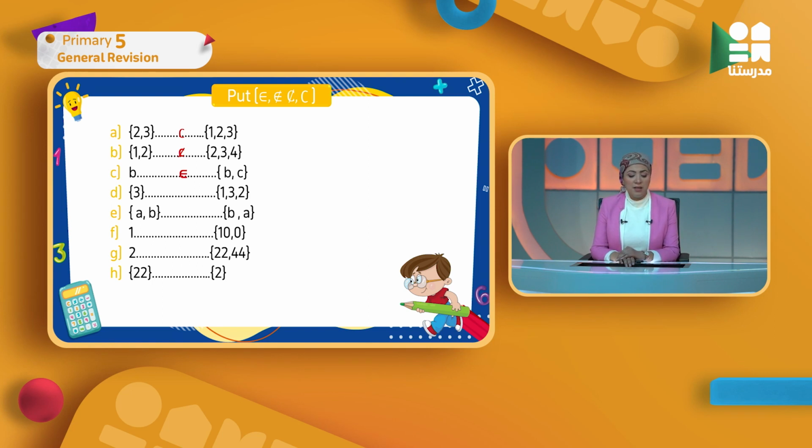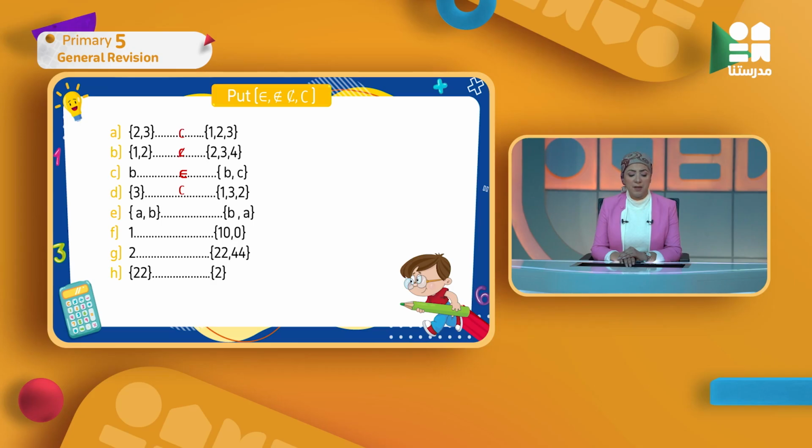Now letter D, two sets, then subset and not subset. Here the element 3, the set of element 3, is it a part of the set 1, 3, and 2? Yes, then the answer is subset. Now letter E, the set of elements A and B and the set of elements B and A, they are identical, twins. So it is subset. Okay, they are subset of each other.